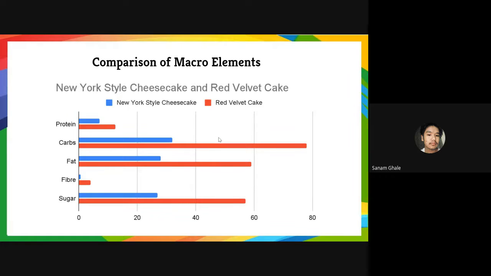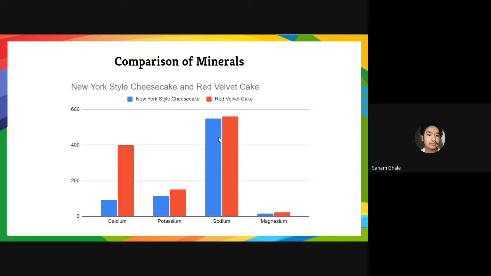Now, looking at the comparison of macro elements, we can see that the red velvet had more protein, more carbs, more fat, more fiber, and more sugar. And looking at the comparison of the minerals, the red velvet had more calcium, more potassium, more sodium, and more magnesium.